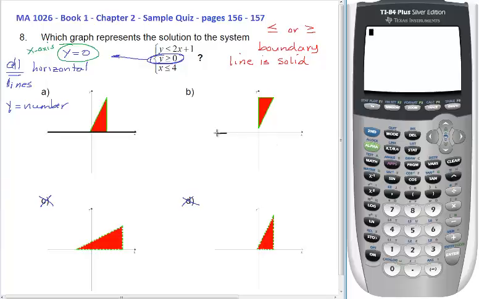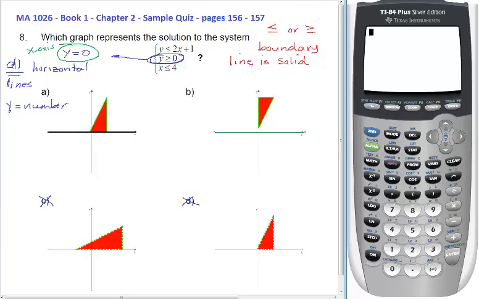Now look in B. If we put in the x-axis right there, then it's not shaded above that, is it? Right? So look at that. So it can't be B as well. So that's another way to look at it.